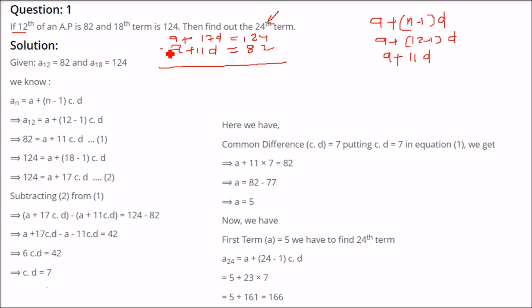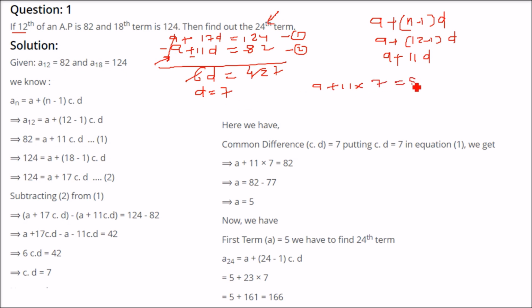So how to solve? Let us subtract these two equations. Minus, minus, minus. So a minus a, 17 minus 11 is 6d, and 124 minus 82. So what do you get? This is 42, so d is 7, since 6 sevens are 42. d is 7. Now put it in any of these equations. This is equation number 1, equation number 2. I am putting it in equation number 2.